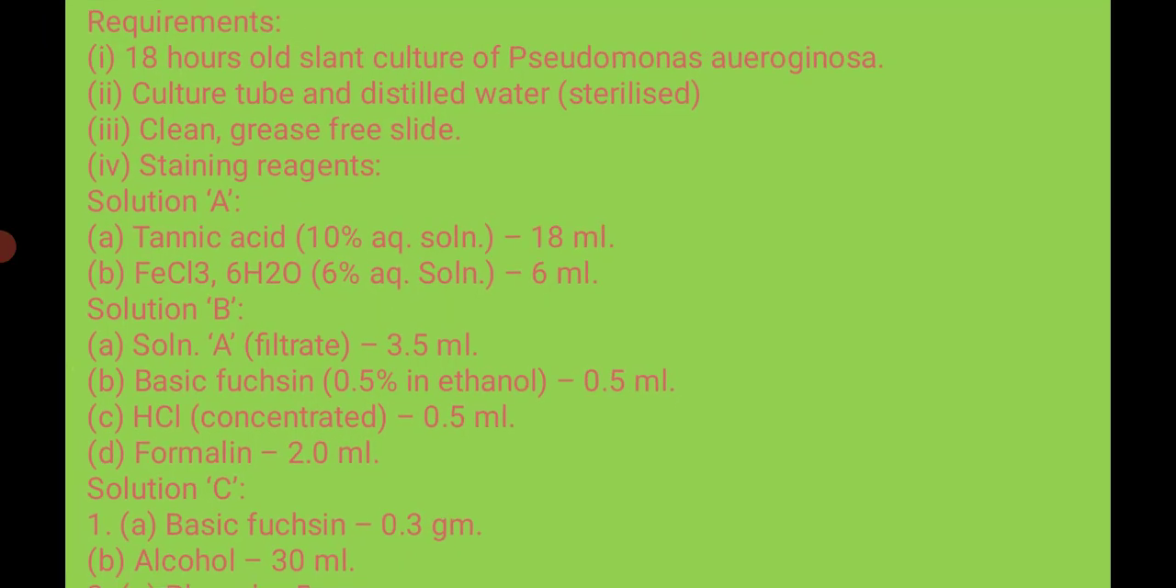In the Leifson method of flagella staining, the requirements are an 18 hours old culture of a flagellated organism, that is Pseudomonas aeruginosa, a culture tube and sterile distilled water, a clean grease-free slide, and staining reagents: solution A, solution B, and solution C. Solution A is made up of tannic acid and ferric chloride. Solution B is made up of basic fuchsin, concentrated HCl, formalin, and ethanol.